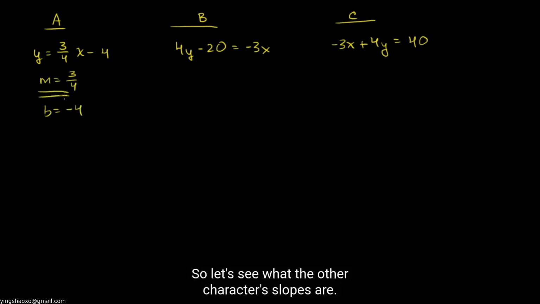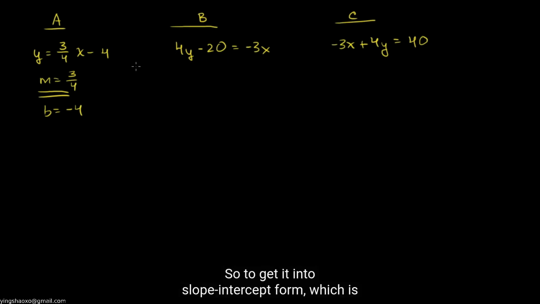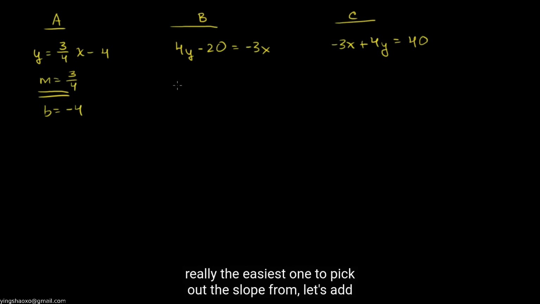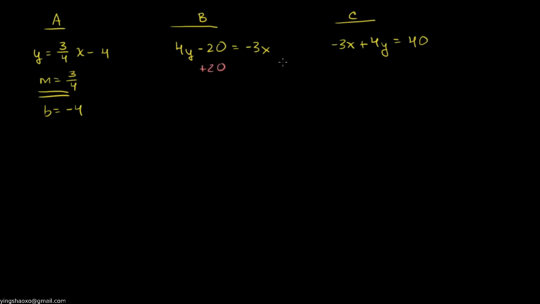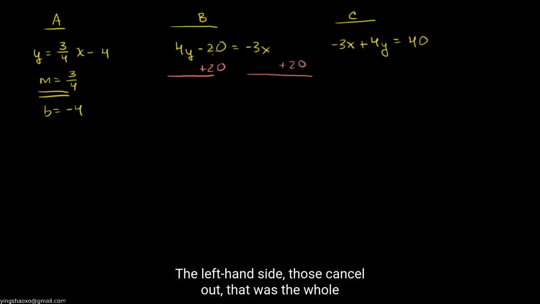So let's see what the other lines' slopes are. This isn't in any kind of standard form. It's not in standard form, slope-intercept, or point-slope form. But let's see what the slope of this line is. To get it into slope-intercept form, which is really the easiest one to pick out the slope from, let's add 20 to both sides of this equation. The left-hand side, those cancel out. That was the whole point.